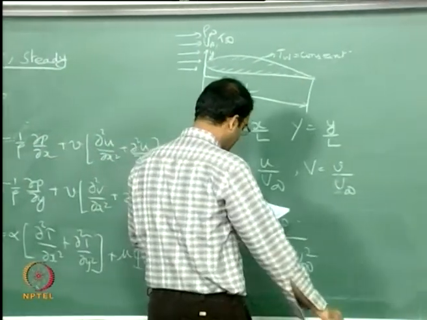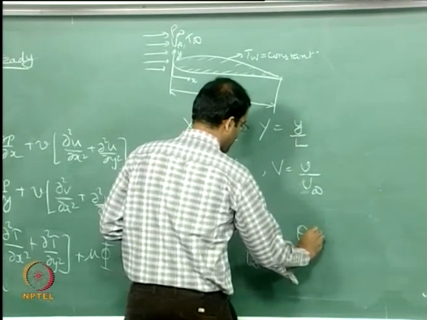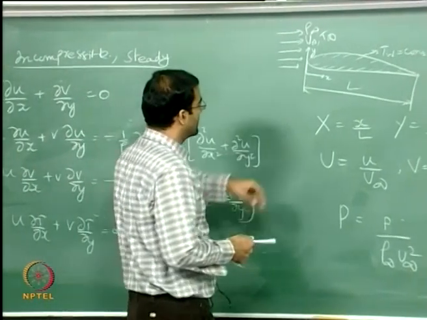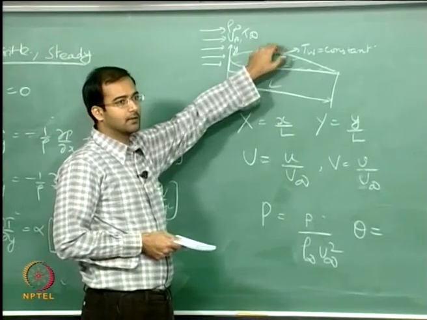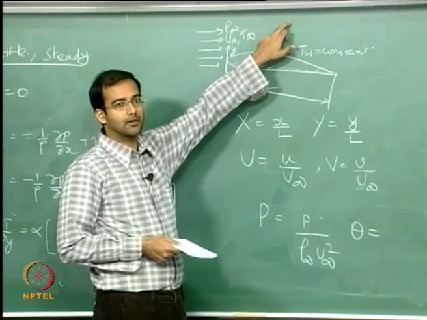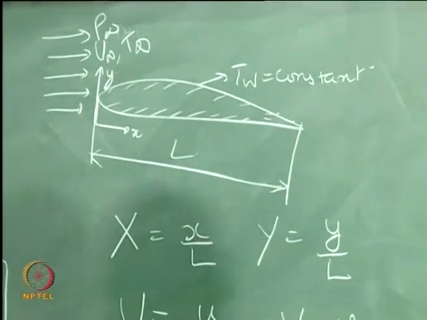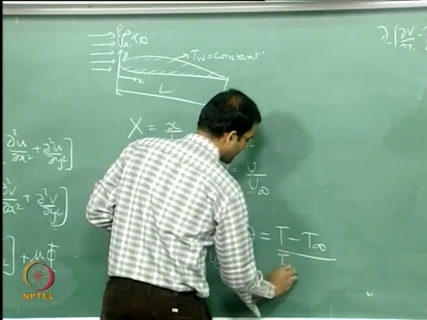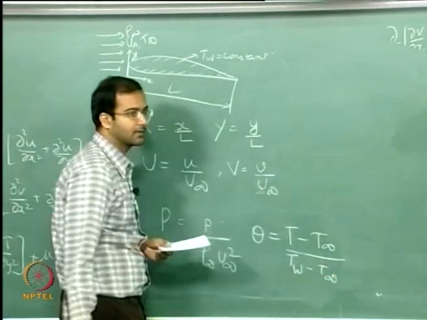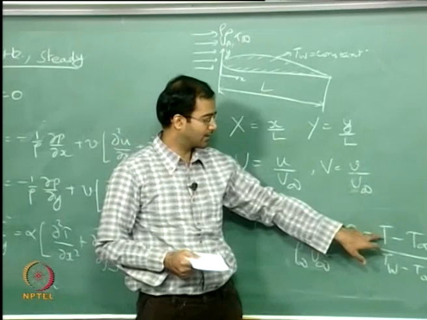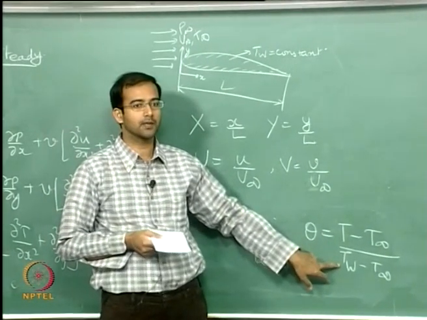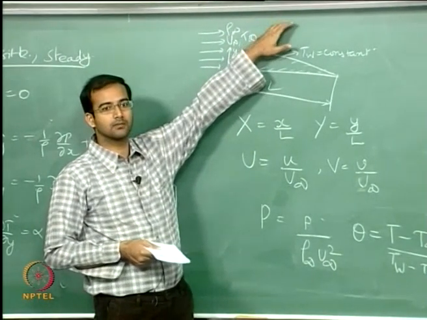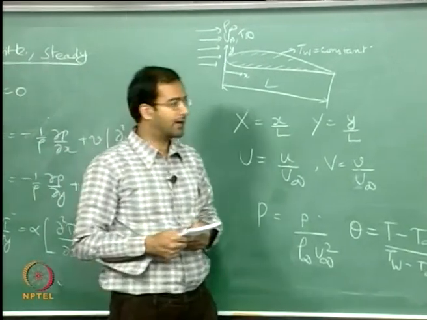Alright, and finally coming to the temperature, I will define a non-dimensional temperature theta such that at the wall the value of the non-dimensional temperature equals 1, and in the free stream away, the value should be 0. So how do I non-dimensionalize that? T minus T infinity by T wall minus T infinity. So that at the boundary, where T equals T wall, this becomes 1, and at the free stream, theta goes to 0. Alright, so with this I just write the final equation.